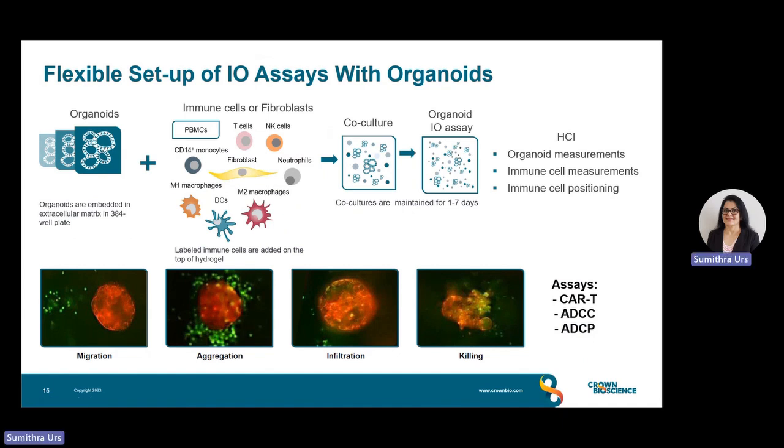For immuno-oncology testing, using the same 384 well format, organoids can be co-cultured with immune cells such as PBMCs or isolated macrophages or T cells. Now, the IO test agent can then be introduced into the wells to determine sensitivity, and the readout is always based on HCI. Assays such as migration, aggregation, killing, and infiltration can be evaluated for multiple therapeutics such as CAR-Ts, ADCCs, and ADCP.